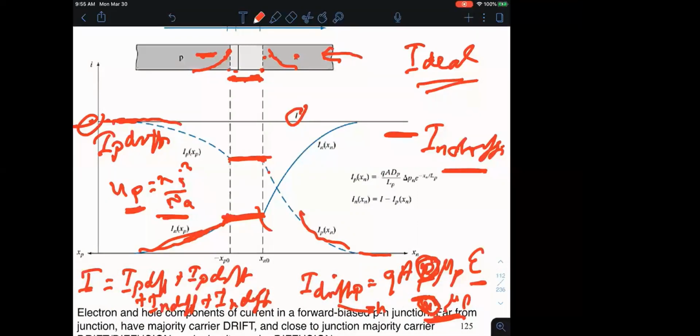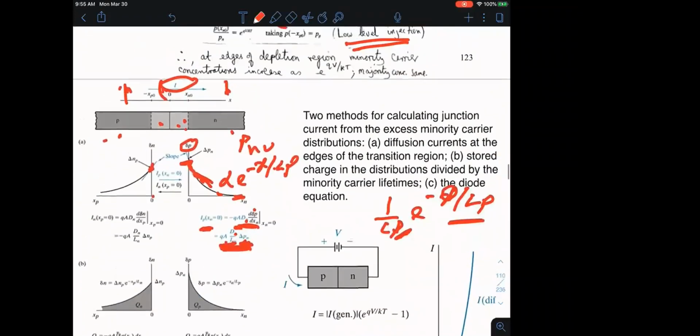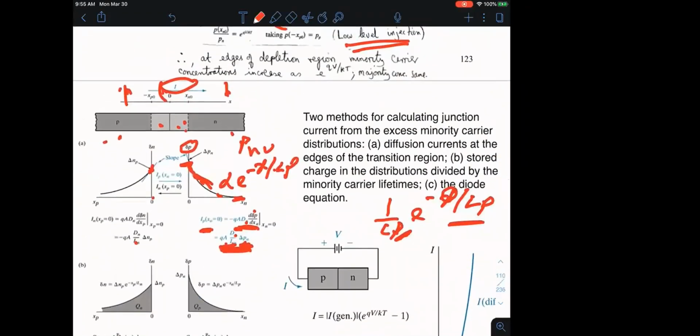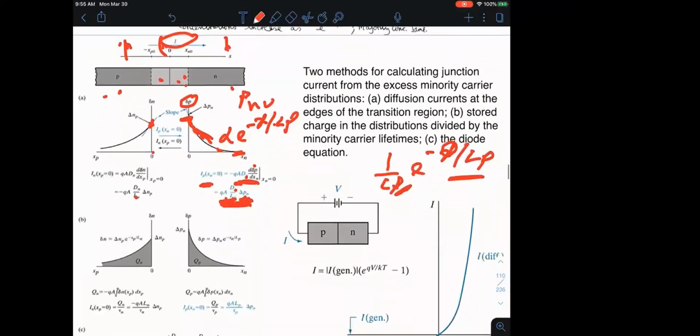Therefore, the total current I is going to be the sum of the electron current over here plus the hole current over here. And as a result, I can get the total I by adding up the hole current that I've just calculated over here to the electron current that I've calculated over there. Okay? And that is what's shown by adding up these two expressions over here. Any questions? Okay.